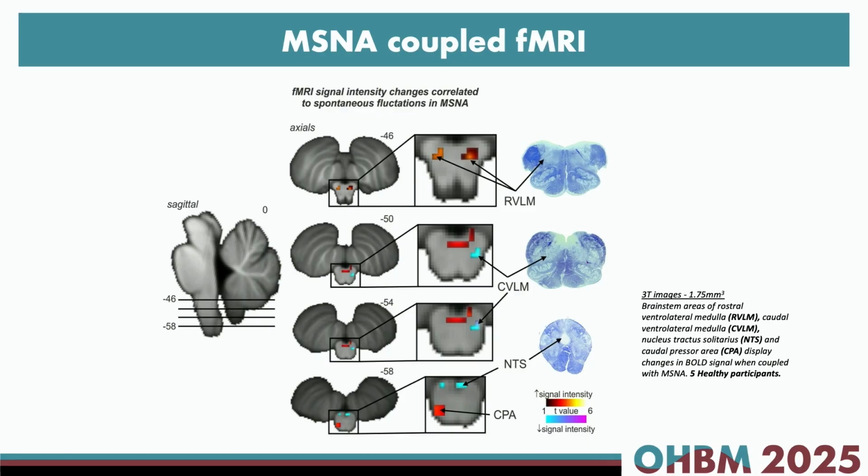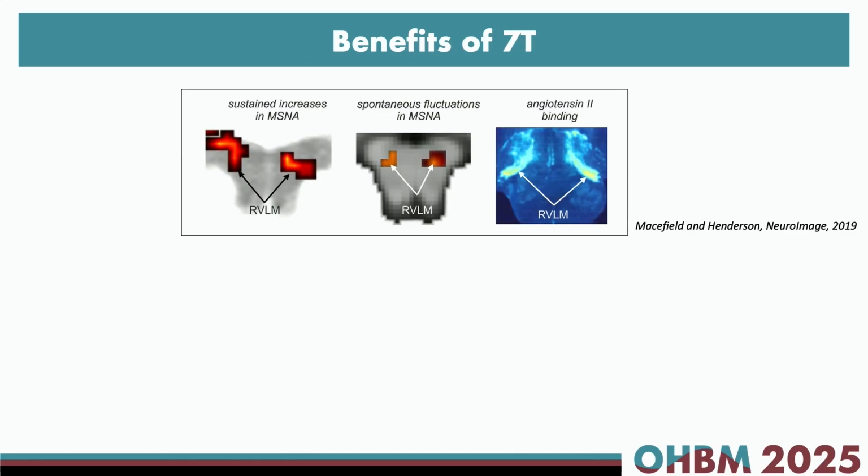But then as science progresses, we think, what can we do with this? How can we investigate this further? Can we actually break it down even more? So we considered doing this study at 7 Tesla. And when we looked at this 1.5T Valsalva study, it's not very specific, but you can see that it's RVLM. It matches the location you would expect.